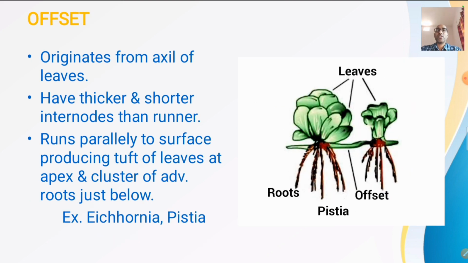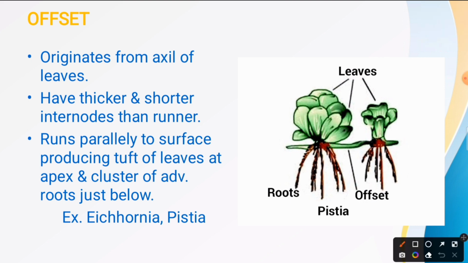Next one is offset. It actually originates from the axil of leaves. It has thick and short internodes as compared to runner. Runners have thin and long internodes, but the offset has thick and short internodes. They run parallel to the surface, producing a tuft of leaves. Here you can see the tuft of leaves produced.